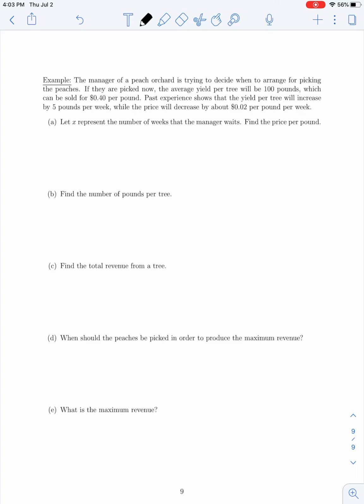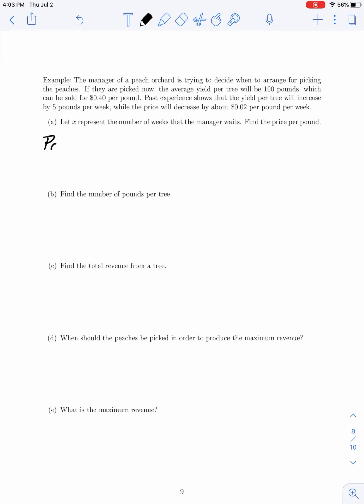So the goal here is to determine when exactly they should harvest these peaches in order to maximize their profit or maximize their revenue. So we'll break this problem up into some parts. In part A, we're told to let x represent the number of weeks that the manager would wait from now, and then asked to find the price per pound.